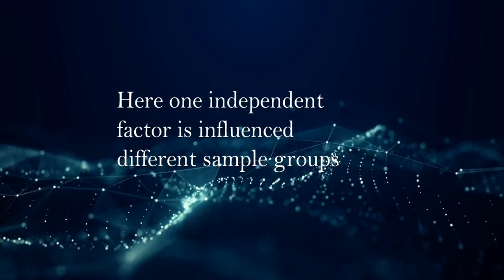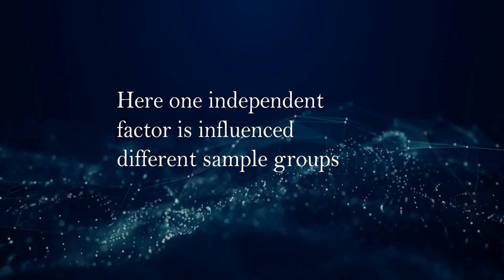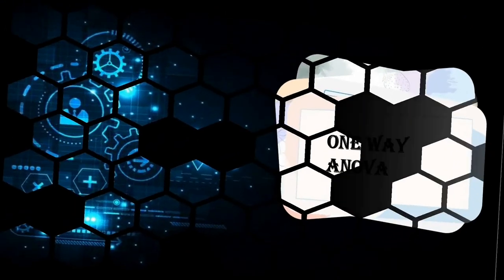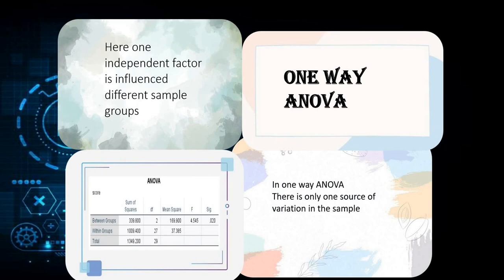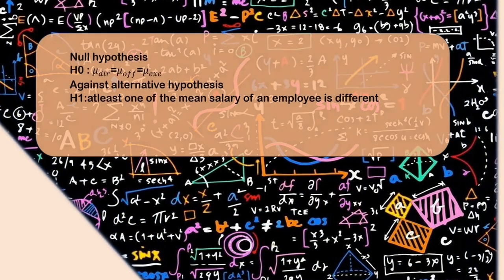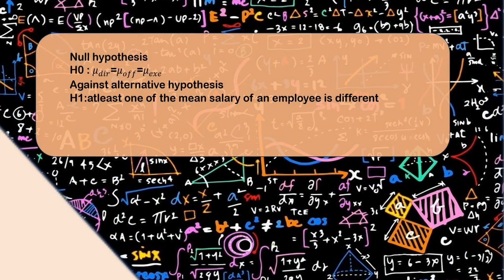In one-way ANOVA, there is only one independent factor which influences the different sample groups. There is only one source of variation in the samples. To test if there is a significant difference in the mean current salary of different categories of employees, let us first set our null hypothesis, H0, such that the mean salary of the officer, director and the executive are equal, against the alternative hypothesis that at least one of the mean salaries of an employee category is different.